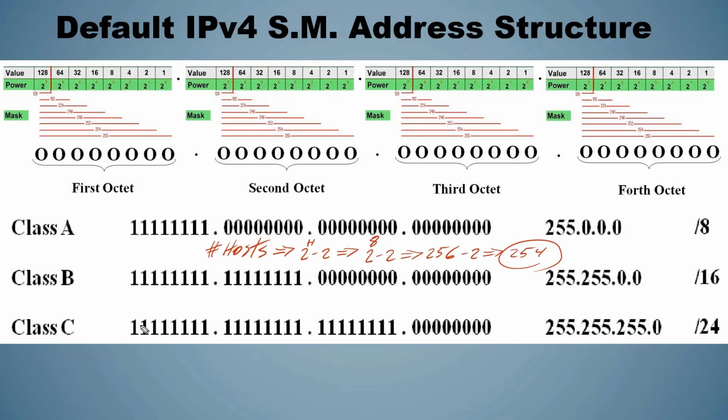Now let's compare this to a Class A network. I'm going to erase this. In Class A, how many host bits do we have? We just need to count the number of zeros, which is 24. So 2 to the power of 24 minus 2, which is 16,777,216 minus 2, is 16,777,214.